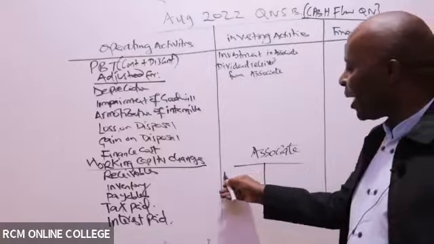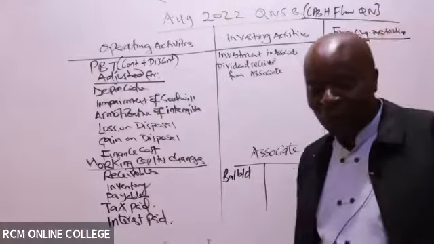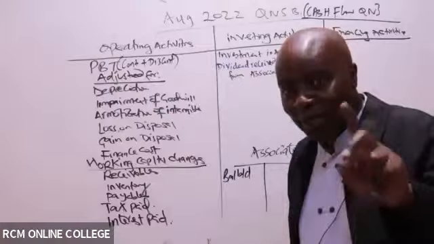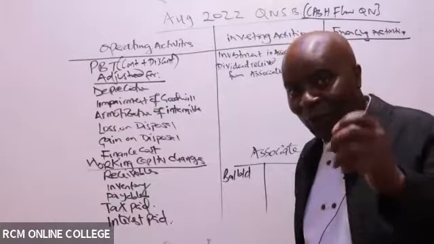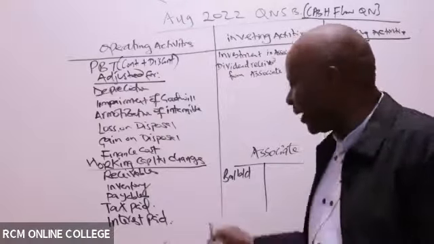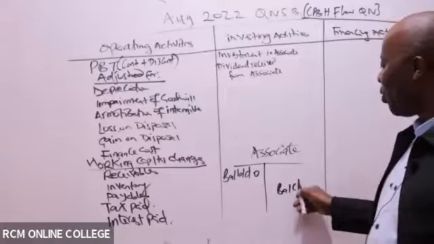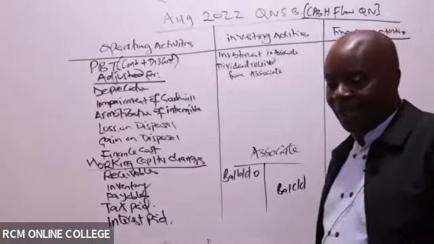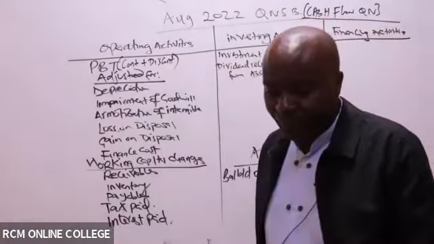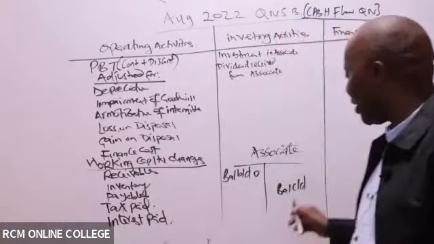So you start with balance brought down here. Remember, 2021 is our earlier year, so 2021 is our brought down. In this case, brought down, I can see a 0 there. We had nothing. But balance carried down, what do we have as balance carried down in this case for our associate?